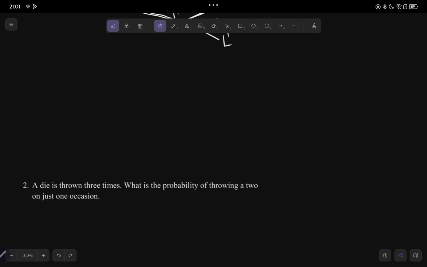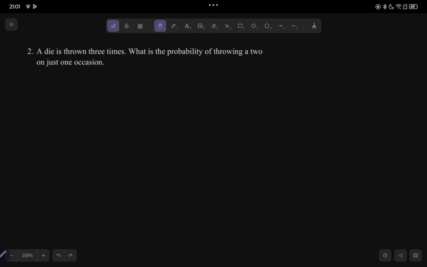We go on to question number 2. They are saying a die is thrown 3 times. Find the probability of throwing a 2 on just one occasion. A die is thrown 3 times. What is the probability of throwing a 2 on just one occasion? We shall again use a tree diagram.